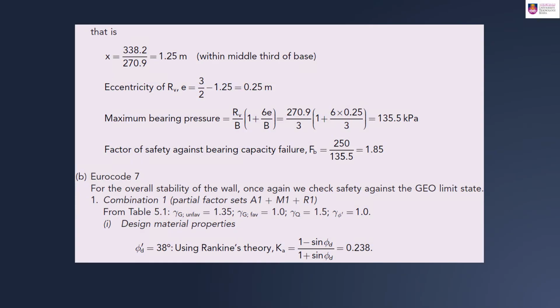For the overall stability of the wall, once again we check safety against the GEO limit state from combination 1 and from table 5.1. So it's given that the unfavorable properties values are 1.35, 1.0, 1.5 and 1.0. First, from the design material properties, using the Rankine theory, the active coefficient of lateral pressure is equal to 0.238.